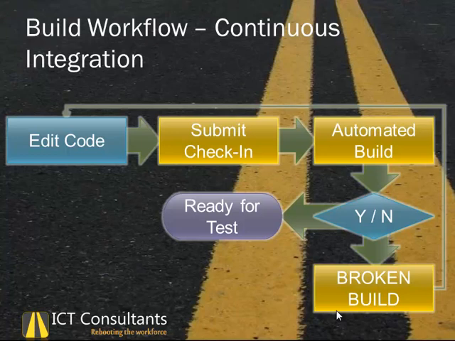That is just for continuous integration. How does continuous integration work? When you activate that, the only thing to do is edit your code, submit your check-in, and that automates your build. When your build is good, then it is ready for test. When it is not good, it results in a broken build. Simple. That is how continuous integration works. That doesn't prevent you from getting bad code into your repository.